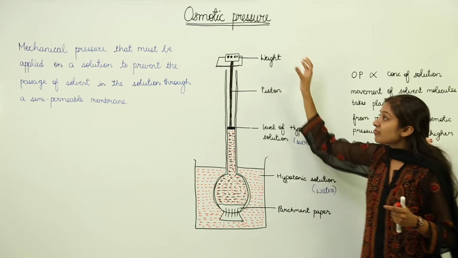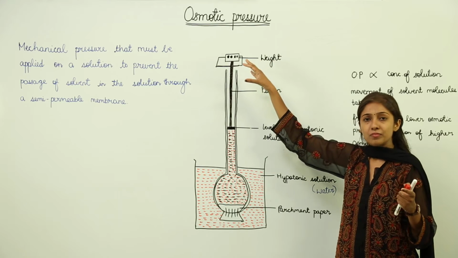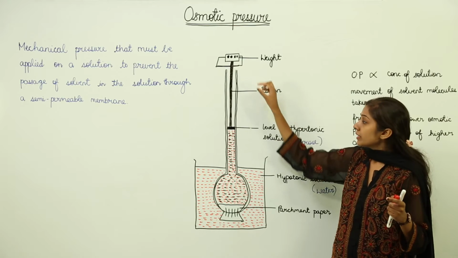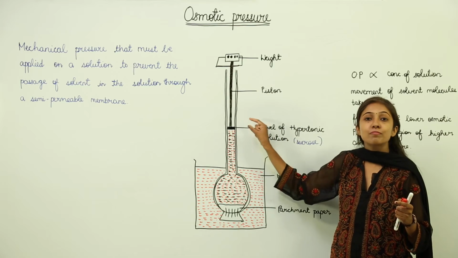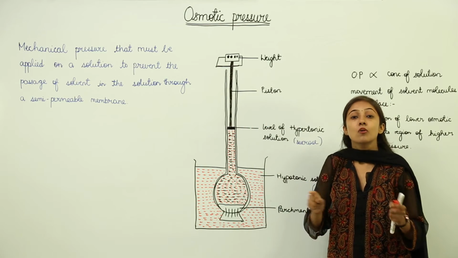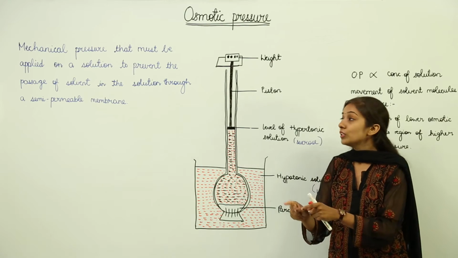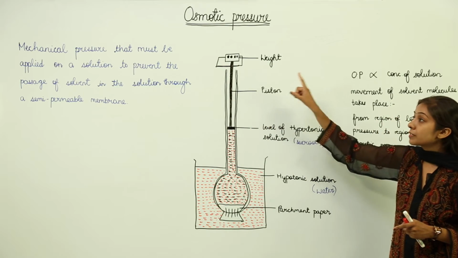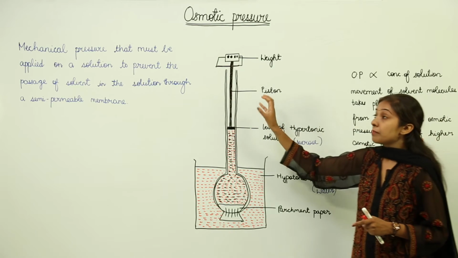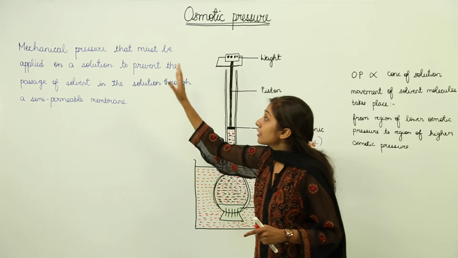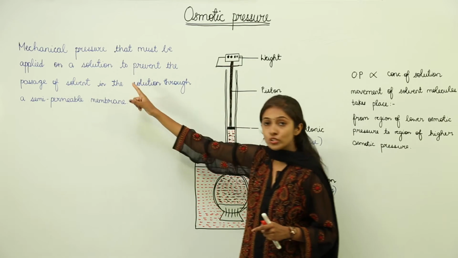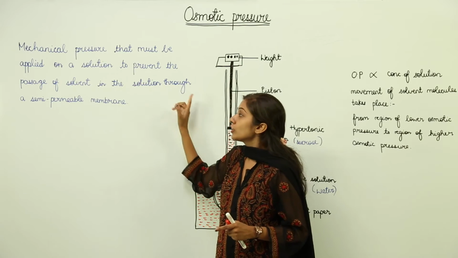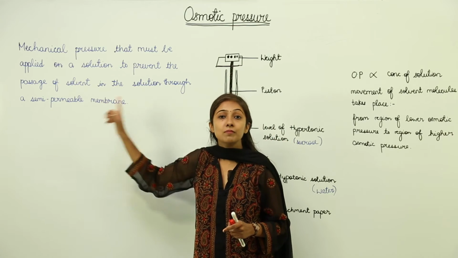Now, put some additional weights. After putting additional weights, what is going to happen? There will be no movement of the piston now. The piston will not move. So, this is how we can demonstrate osmotic pressure, the mechanical pressure that must be applied on a solution to prevent the passage of solvent in the solution through a semi-permeable membrane.